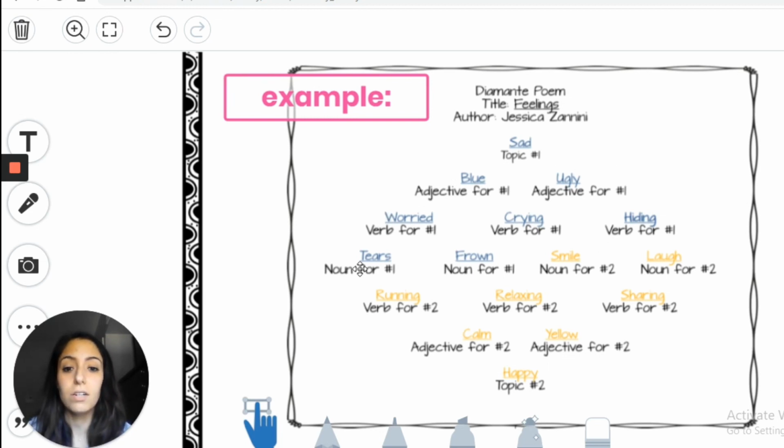So then coming down to the 3rd line. In the 3rd line, you need verbs. So remember, verbs are actions, and you're going to notice that they are ending typically in ing. This one has a couple that end in ed.